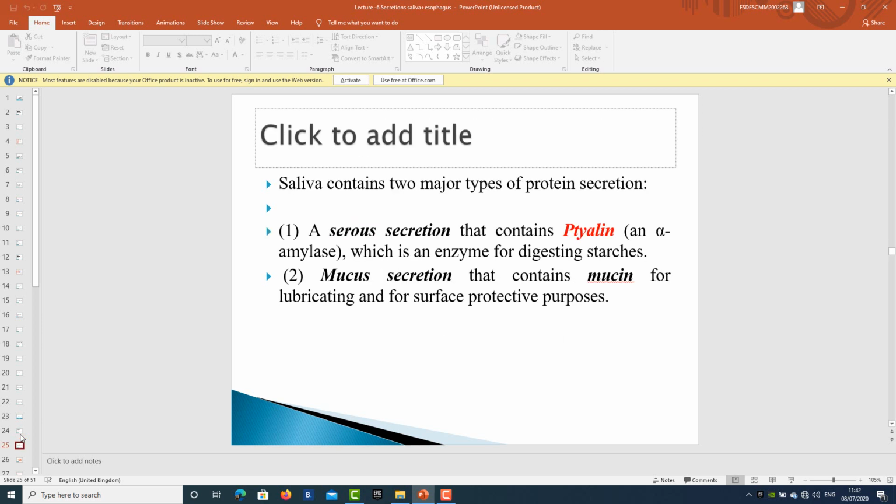Now, saliva contains two major types of proteins. First is the serous secretion, and the other one is the mucus secretion. A serous secretion contains ptyalin and alpha amylase, which is an enzyme for digesting starches. Mucus secretion contains mucin for lubricating and for surface protective purposes.